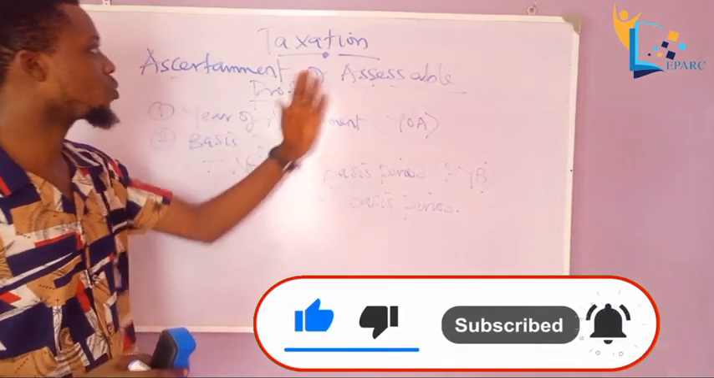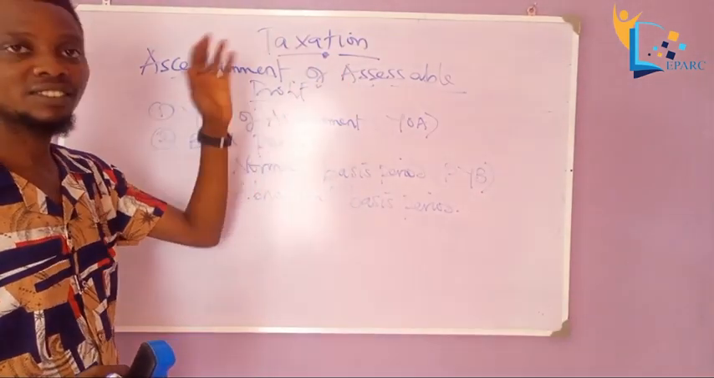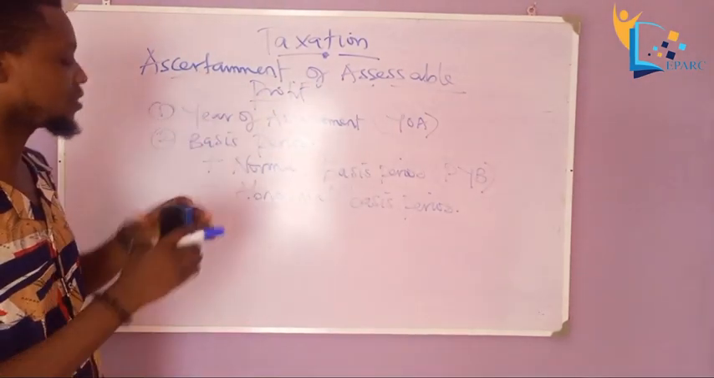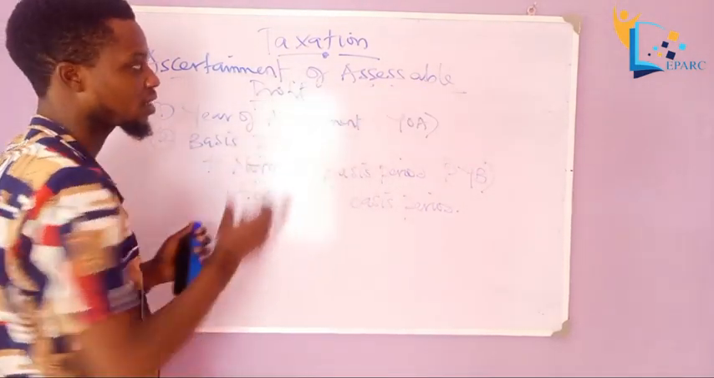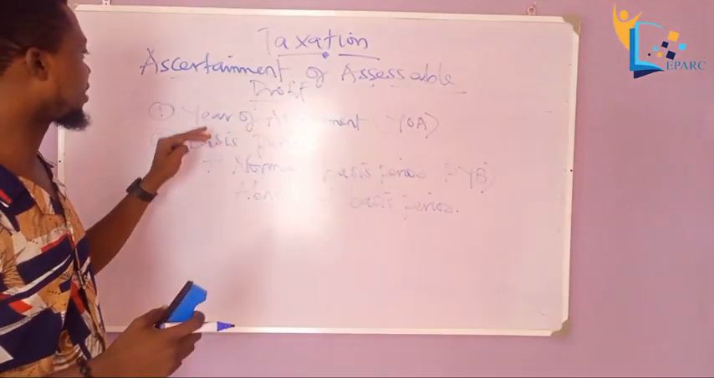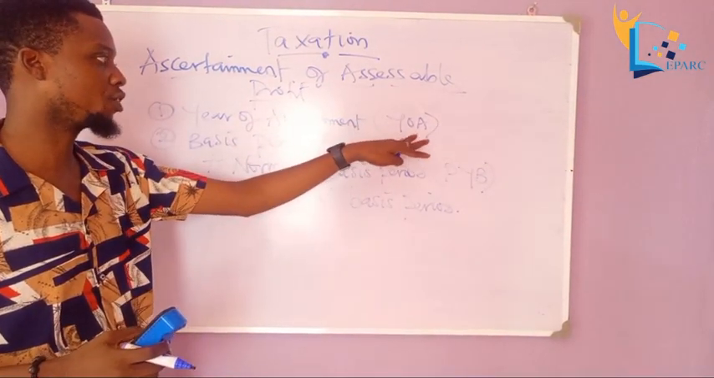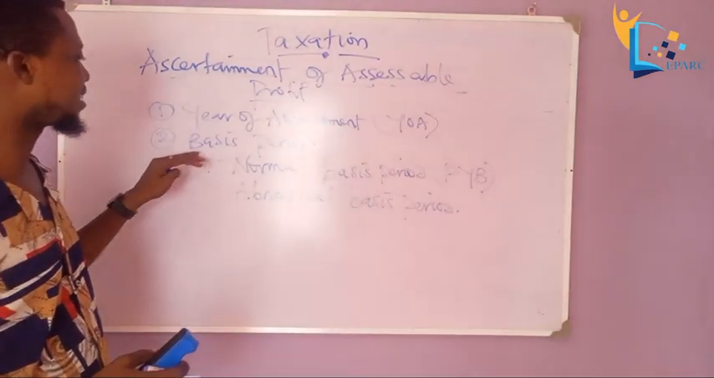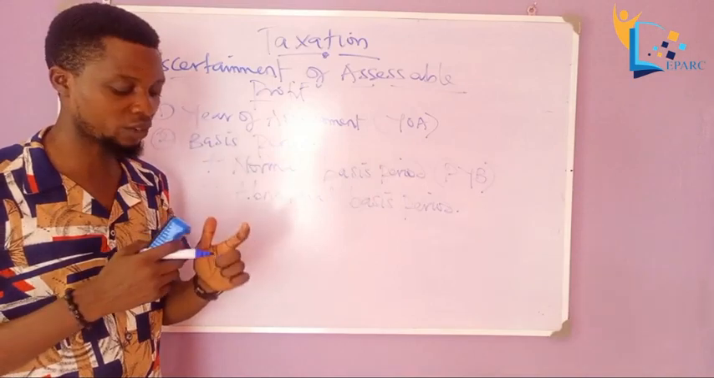Today we're going to be looking at taxation. The topic of discussion today will be ascertainment of assessable profit. Under it, we're going to be looking at year of assessment, abbreviated YOA. Then number 2, we're going to be looking at basis period. What do we mean by basis period? We're going to be looking at all that, okay?